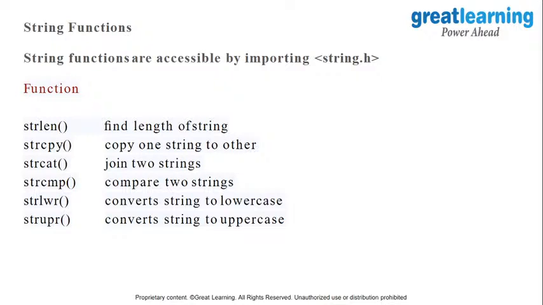So for string comparison, then we have lowercase and uppercase. To compare two strings, we use strcmp. It will give a negative output, a positive output, or return a 0. 0 means both strings are equal. If the first string is greater than the second string, you will get a positive output, and if it's less, you will get a negative output.